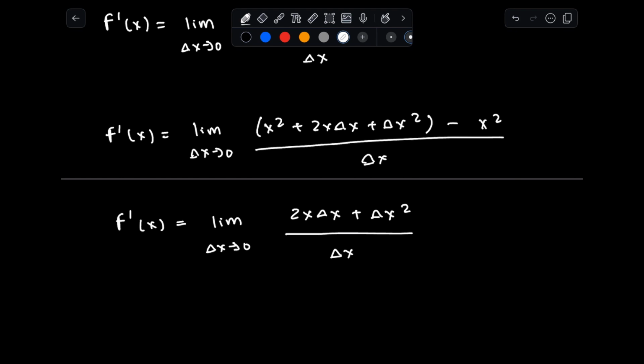Now, we're almost to that point where we're going to be able to evaluate the limit of this expression. All we have to do is somehow algebraically manipulate this expression to make sure that whenever we do plug in delta x to be 0, we don't end up with an indeterminate form. And the way that we're going to do that is through factoring.